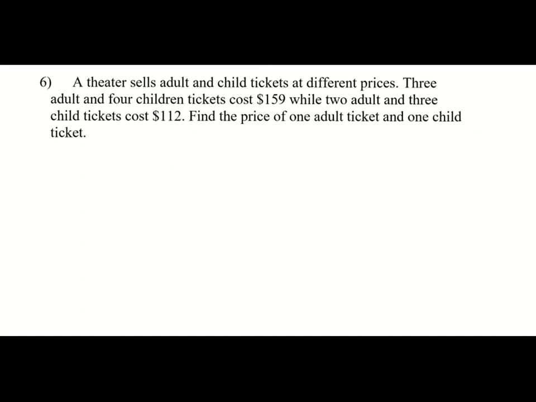All right, so for our next one, it's going to be similar to the one we just did in number 5. A theater sells adult and child tickets at different prices. 3 adult and 4 children tickets cost $159, while 2 adults and 3 child tickets cost $112. Find the price of 1 adult ticket and 1 child ticket. So again, we're going to define X and Y. I'm going to make X the adult tickets and Y the child ticket, or the price of them.